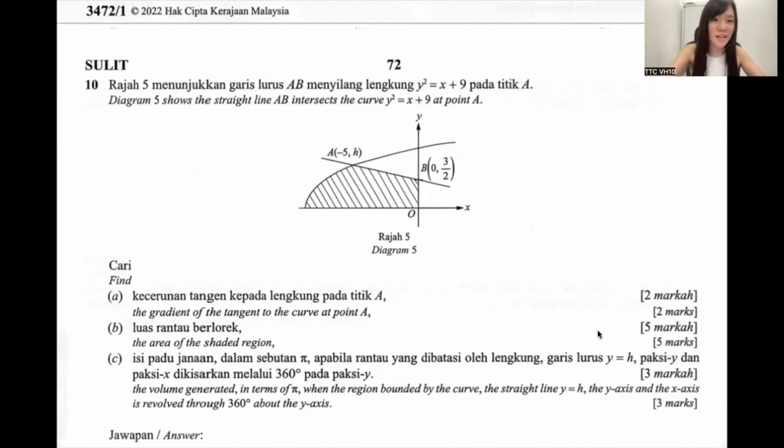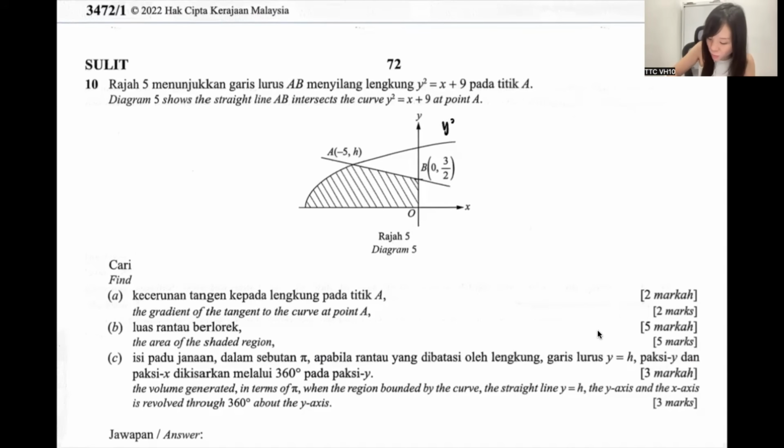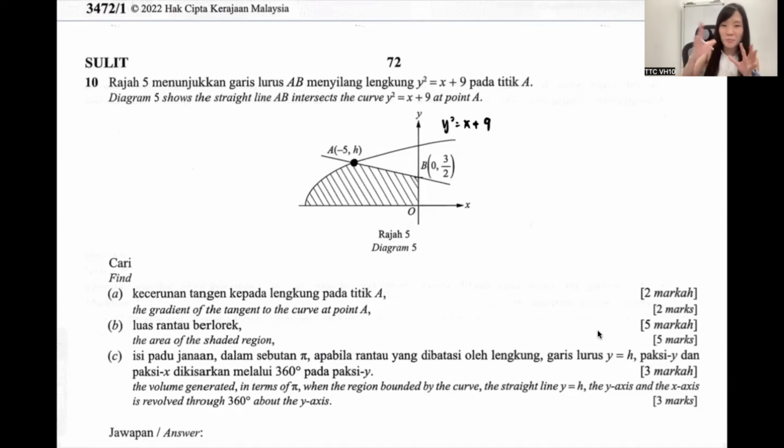So for question 10, this shows the straight line AB intersecting the curve y square equals to, okay, let me write it down. So there, they say there's a straight line. I can see the straight line. And for the curve, they say it's y square equals x plus 9 at point A. So point A is here, both of them intersecting each other at point A. So now, fine. I think the moment you look at these questions, all of you guys know. Even if you don't know, if you read more and do more, you should also know.